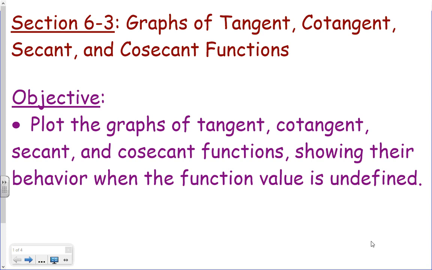So the objective there is to plot the graphs of tangent, cotangent, secant, and cosecant functions, showing the behavior when the function value is undefined. Now, of course, you could just grab your calculator, punch those in, and see what the sketch looks like. But I guess the bigger question is, why do you end up with the sketch that you end up with? And so that's what we're going to take a look at here in this section.